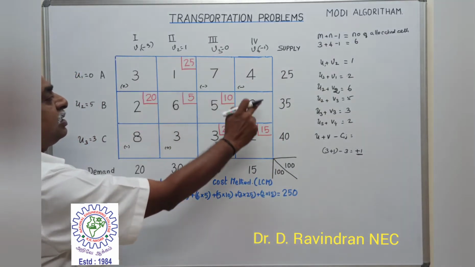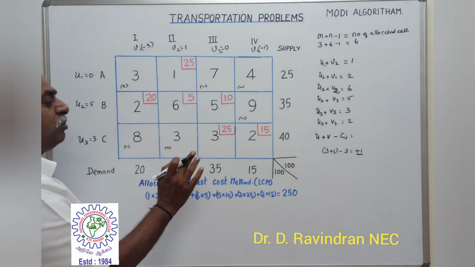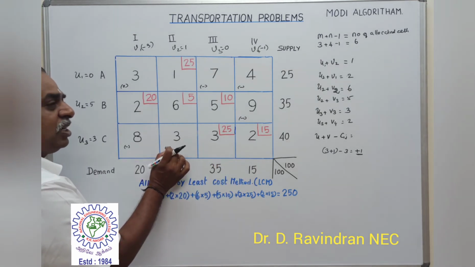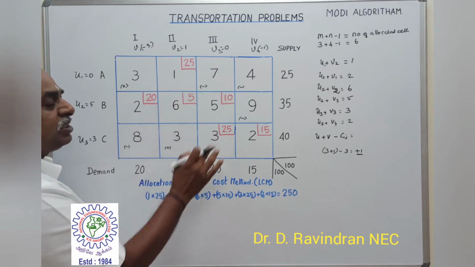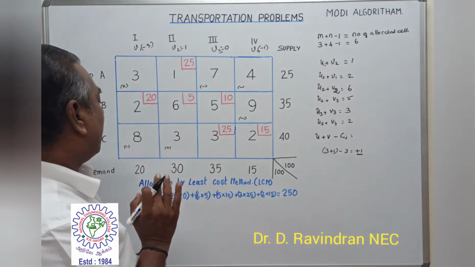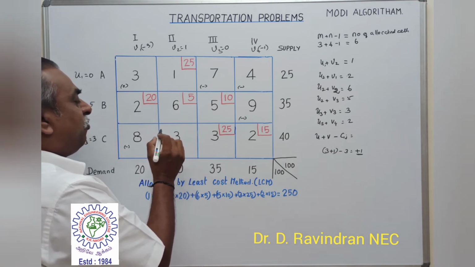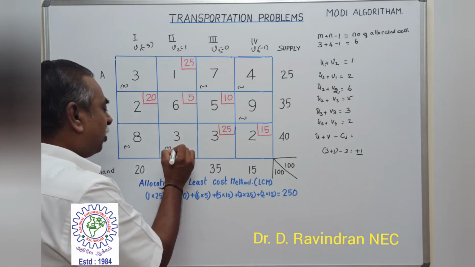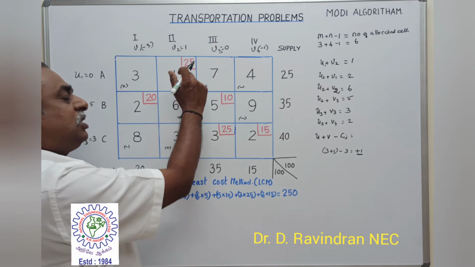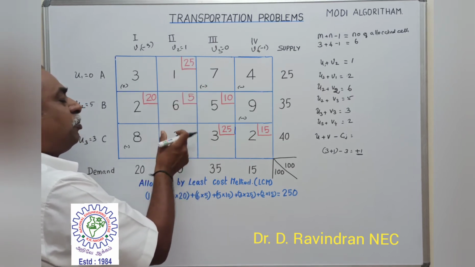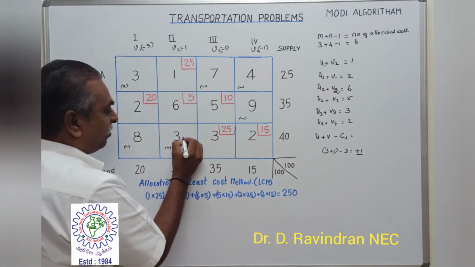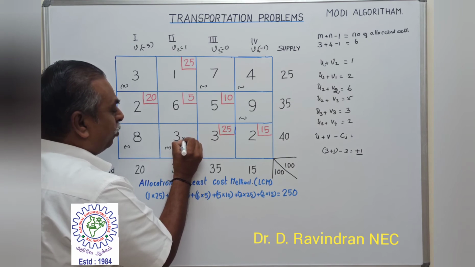So this solution is not optimal. That's what this positive cell indicates. If everything is negative, this solution is optimal. Now, after finding this, we have to form a loop based on these positive cells. If there are more positive cells, we can choose the most positive cell. Now here, from this, we are going to form a loop.